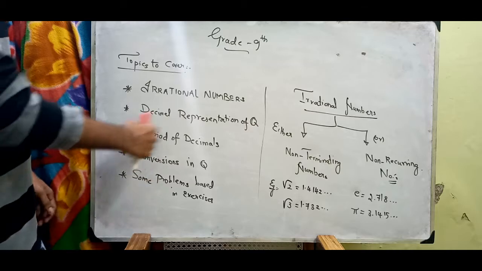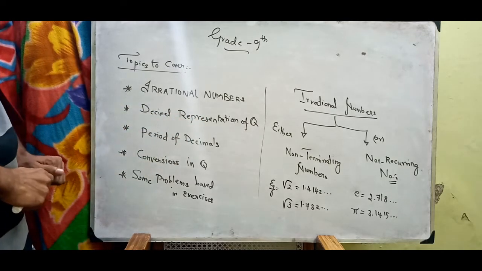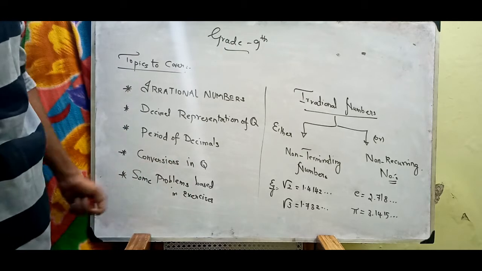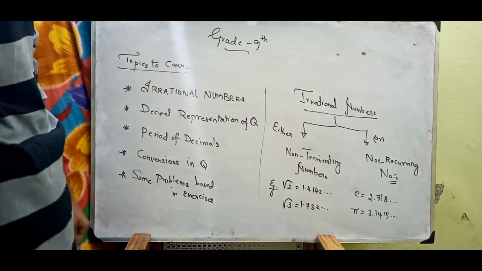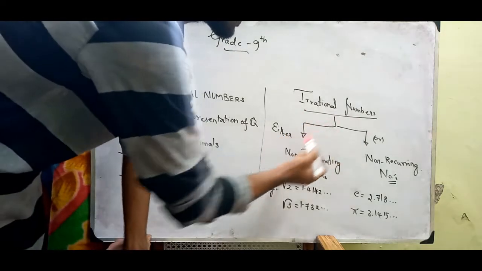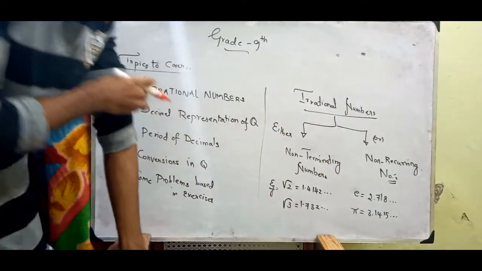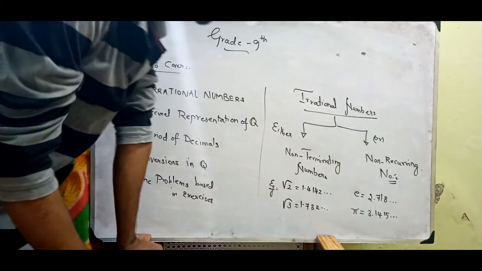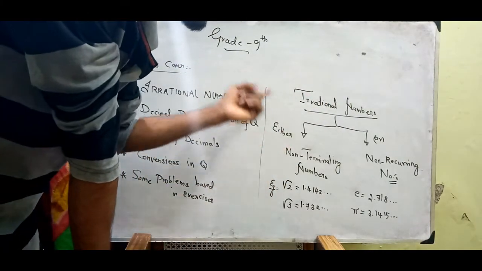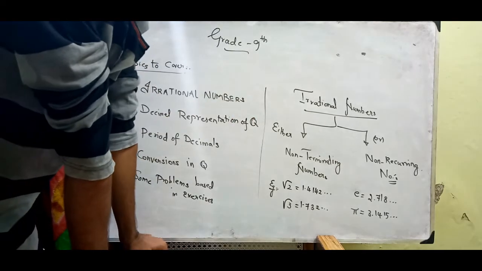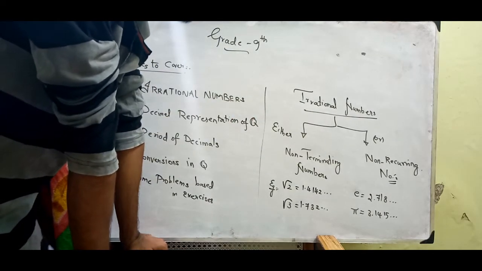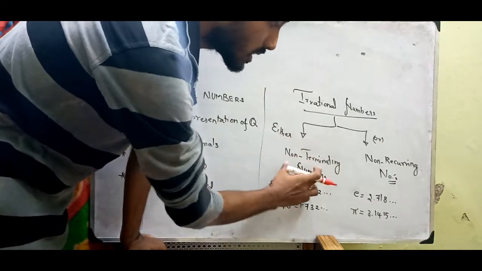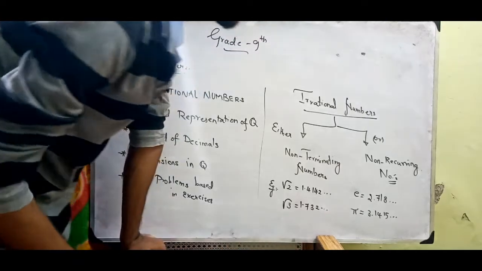Irrational numbers, decimal representation of rational numbers, period of decimals, and some conversions in rational numbers, and some problem-based exercises. Okay, let us move to the irrational numbers here. As we have done rational numbers before, we know that rational numbers can be represented as either terminating or recurring non-terminating. But an irrational number is nothing but a non-terminating, non-recurring number.